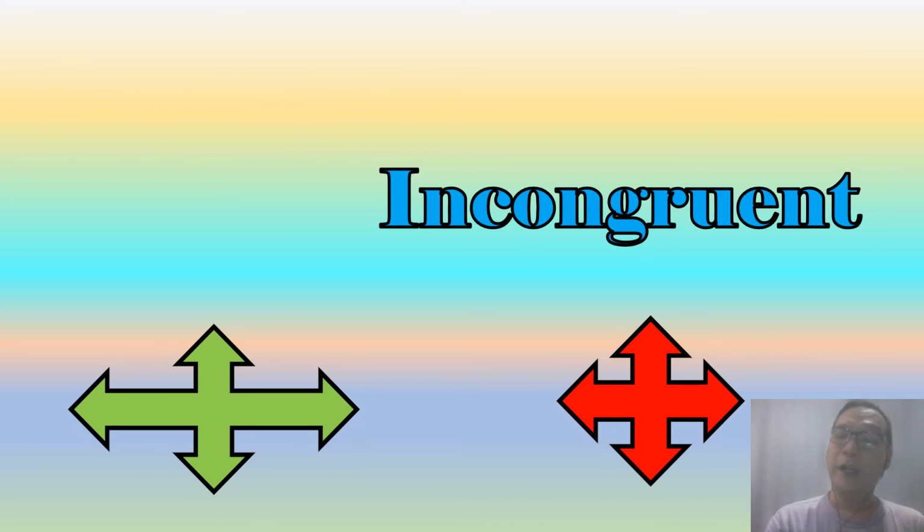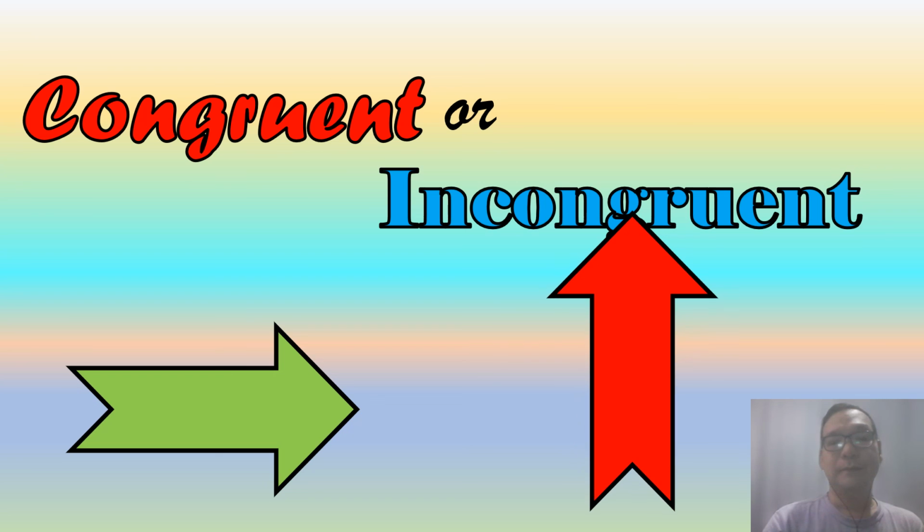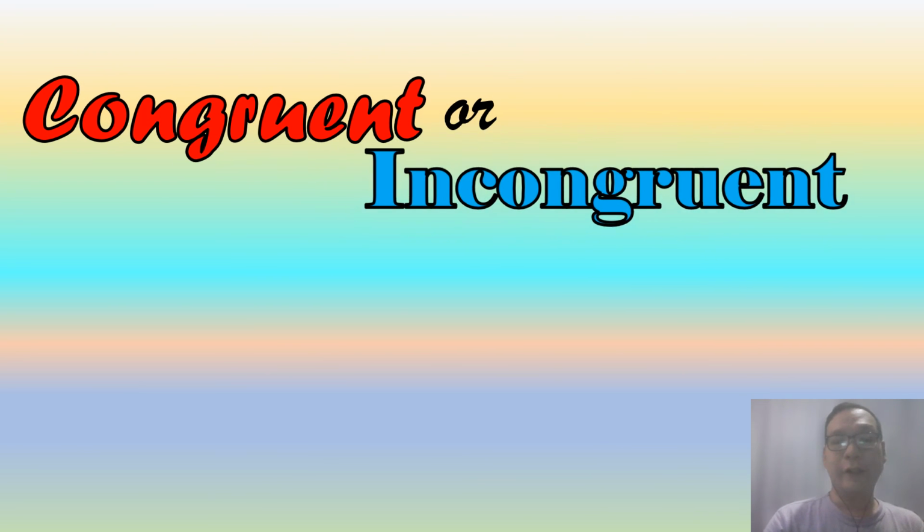Very good. These polygons are incongruent because the green one is longer than the other. However, the red one, rather, is kind of bigger when it comes to width compared to the green one, and that makes the two of them incongruent. Congruent or incongruent? Very good. These are congruent polygons. Congruent or incongruent?